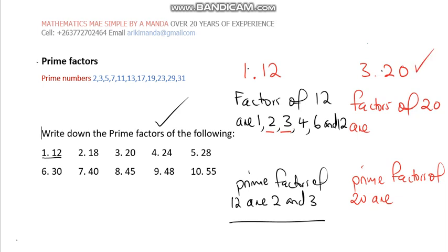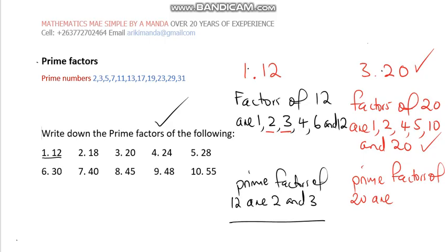Let's look at number 3. We have to write down the factors of 20, and then from the factors of 20, we pick prime factors of 20. What are the factors of 20? Numbers that can go into 20 without leaving a remainder are 1, 2, 4, 5, 10, and 20, right? Since we've written all the factors of 20, it's now easy for us to write prime factors of 20, because we will pick the prime numbers from these factors.